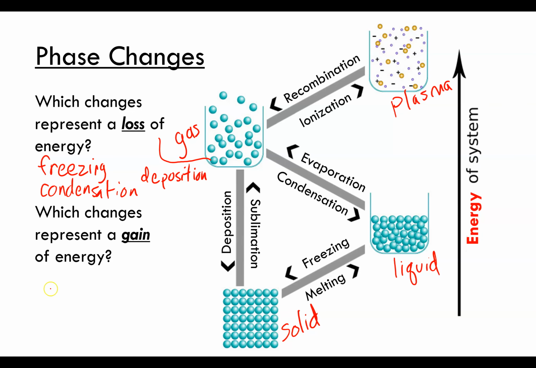In order to melt a solid, you have to provide energy to the solid. Same thing with evaporation. Going from liquid to gas requires energy, and sublimation. The solid has to gain energy to become a gas, to sublime. All right.